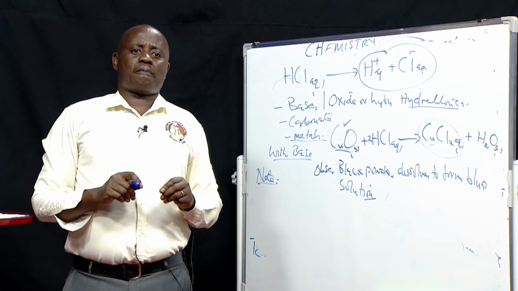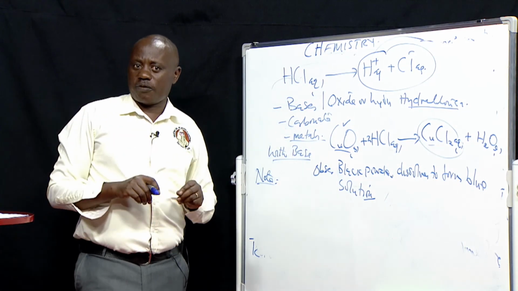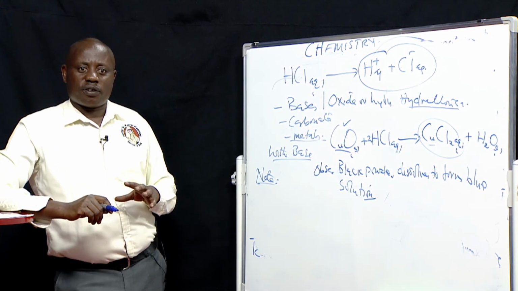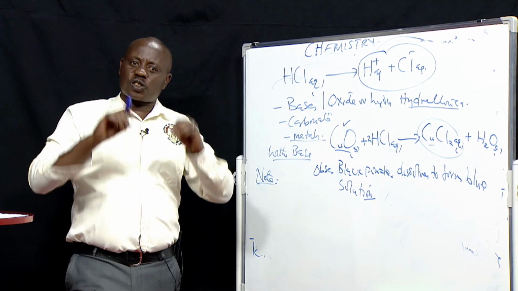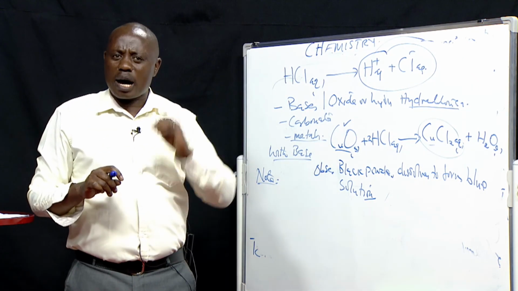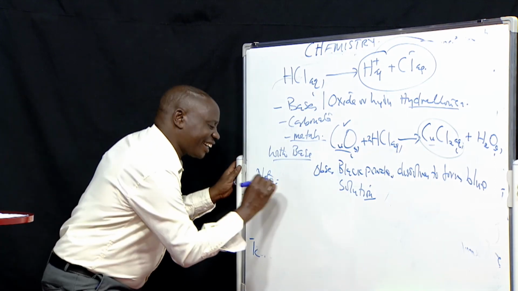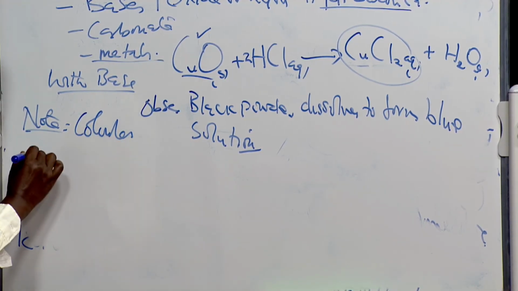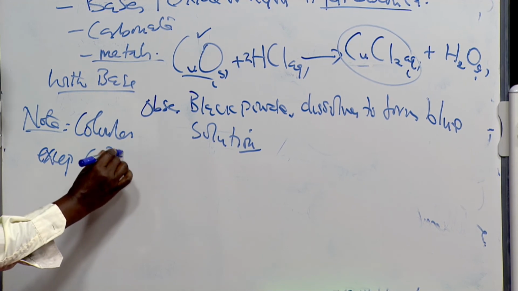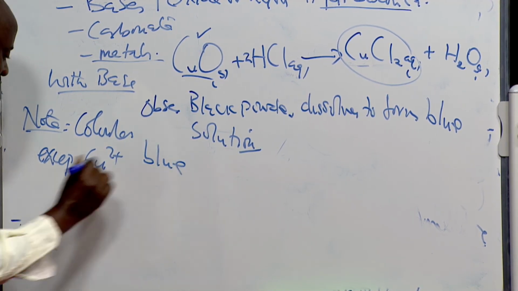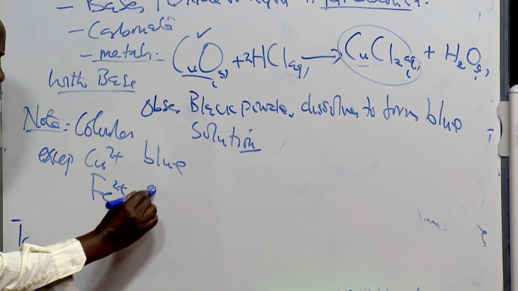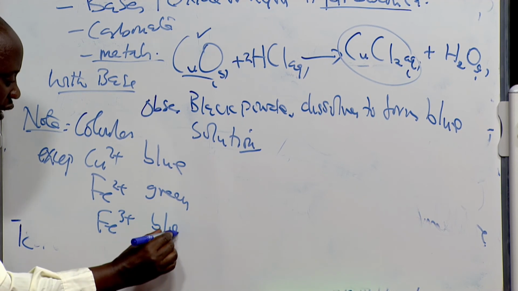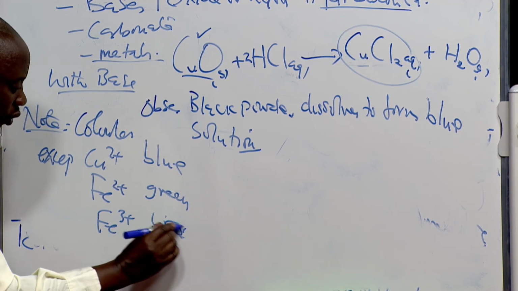By the way, I want you to note that I'm talking about this level. Don't push me where I cannot reach at this moment. At this level, most of the salts we are supposed to study, from sodium up to silver, are colorless. The salts form a colorless solution, except copper 2 ions, which form a blue solution, iron 2 ions, which form a green solution, and iron 3 ions, which form a brown solution.